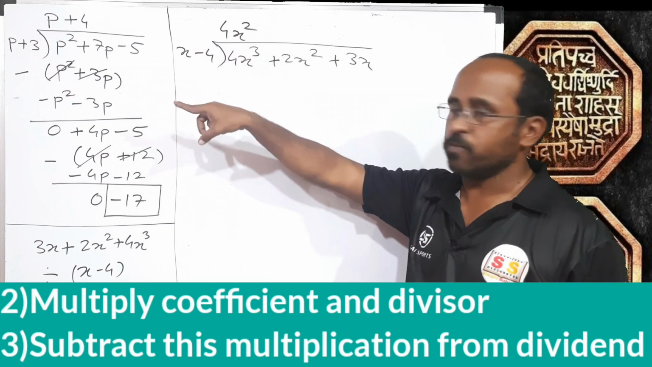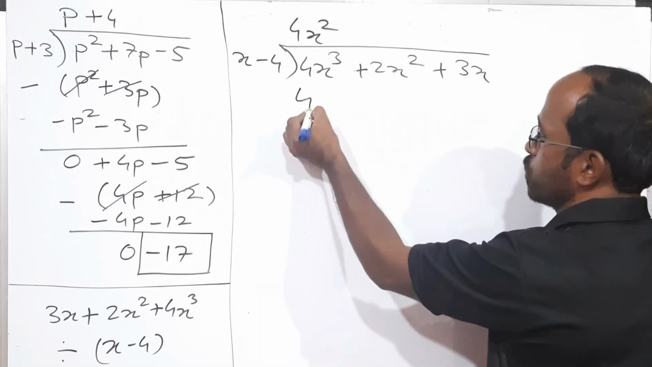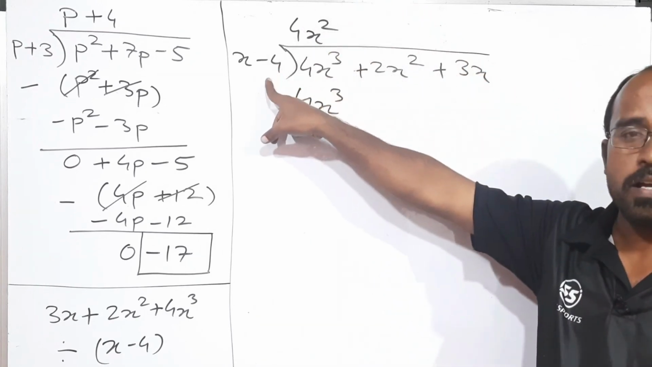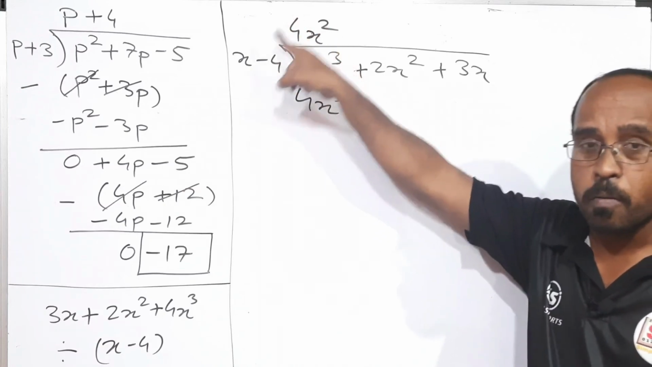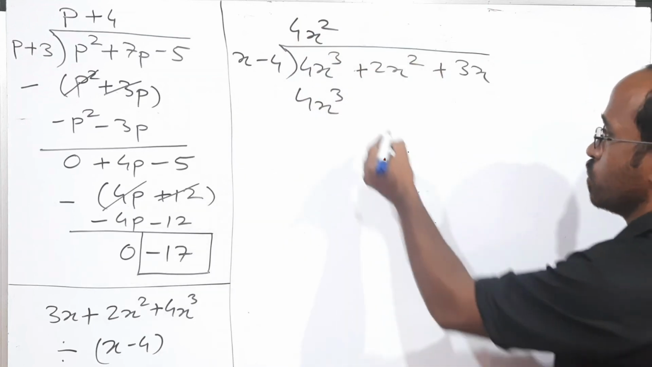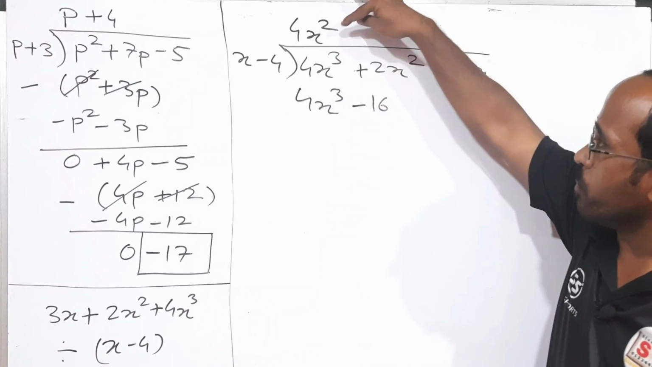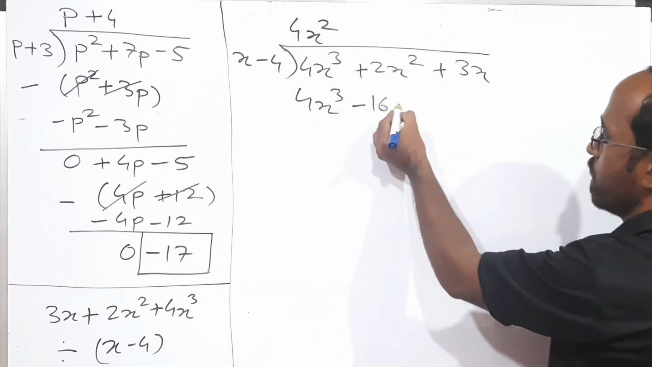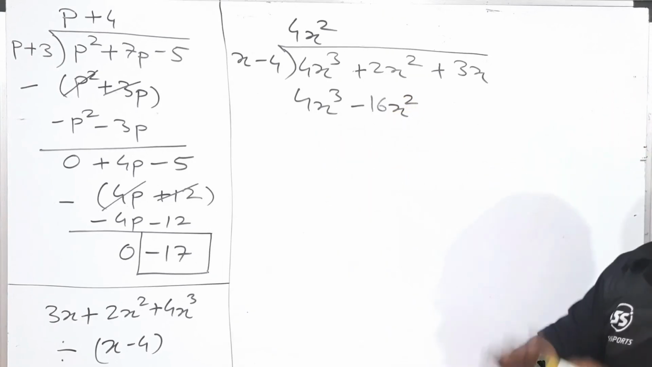So let's multiply first. 4x square multiplied by x, 4x cube. Clear? 4x square multiplied by this minus 4. So 4 fours are 16, plus into minus gives minus. So that is minus 16. Clear? So 4x square multiplied by minus 4 is minus 16x square. Okay, and this multiplication we have to subtract.